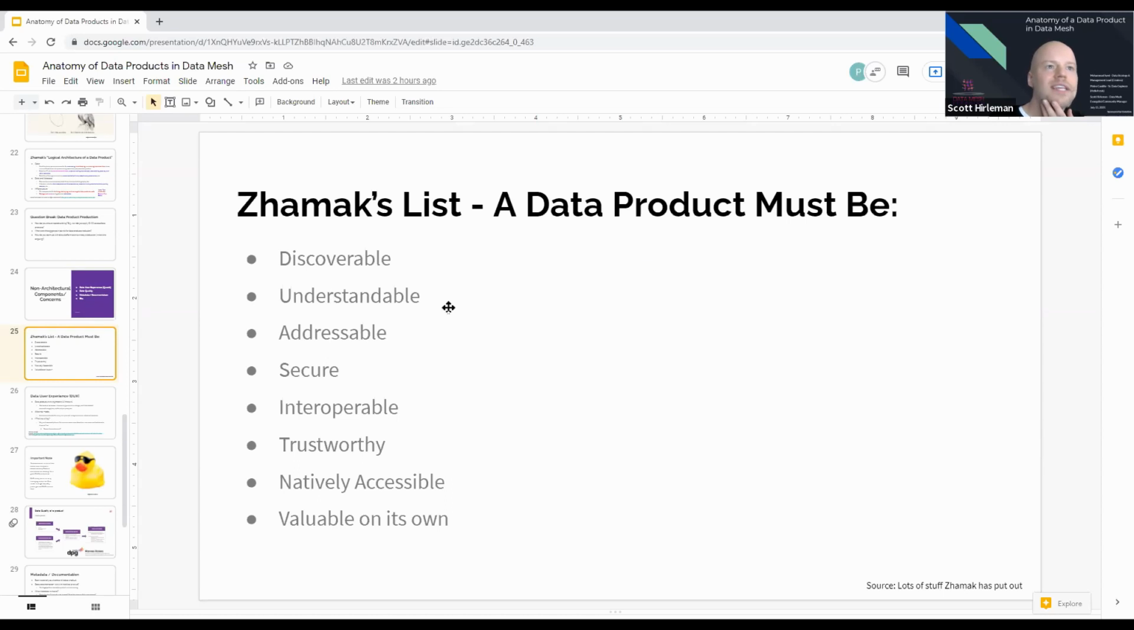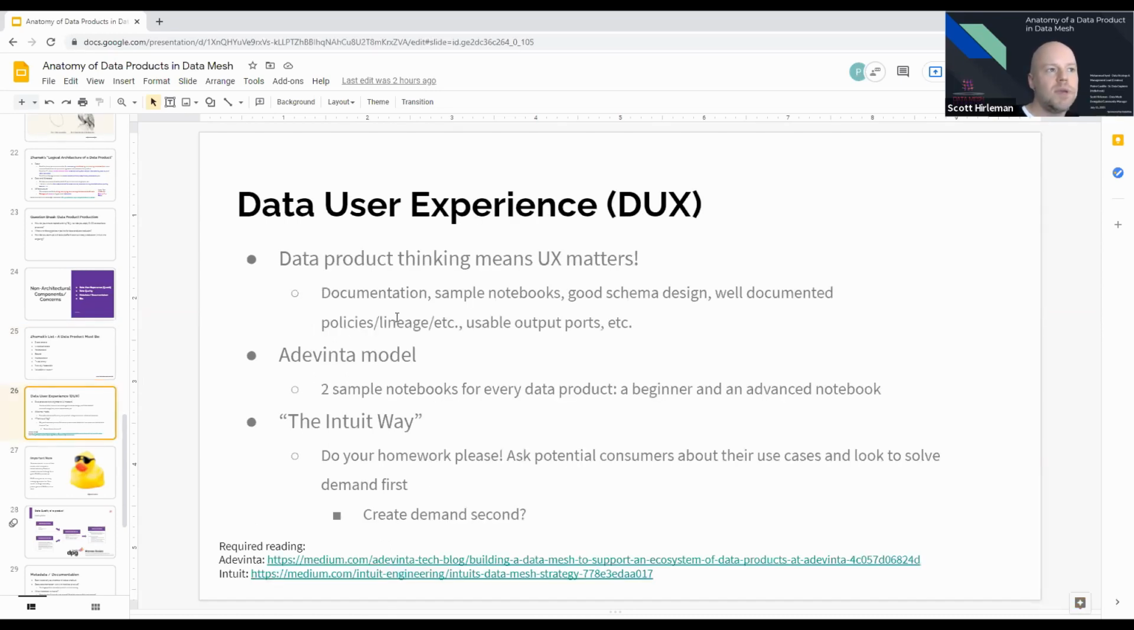So Zhamak's list of what a data product must be: discoverable, understandable, addressable, secure, interoperable, trustworthy, natively accessible, and valuable on its own. This is something to just think about. Am I hitting these specific things? So, data user experience.